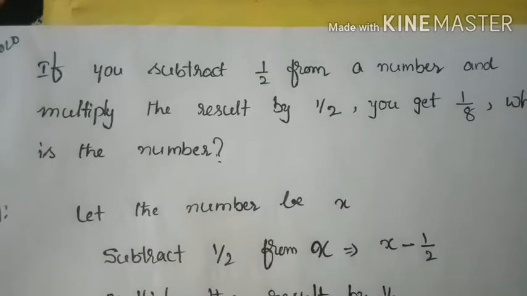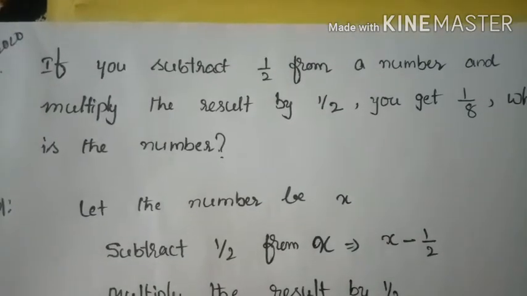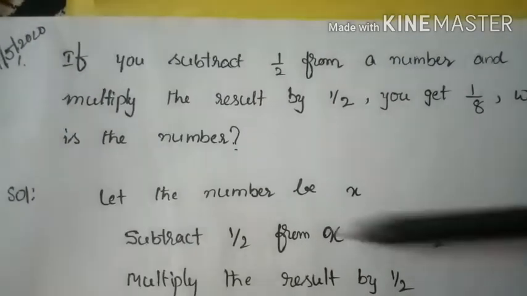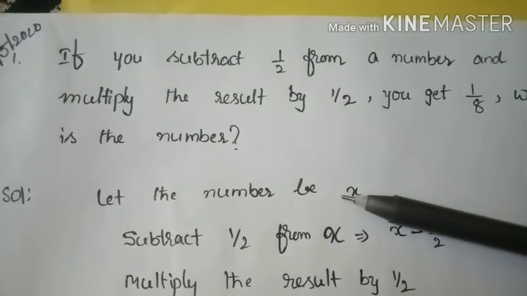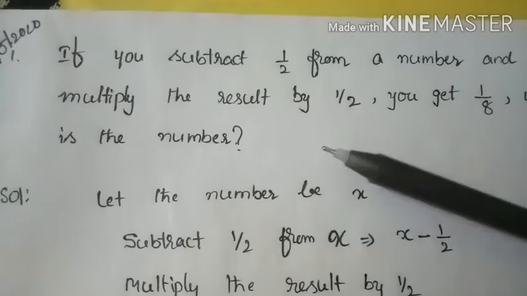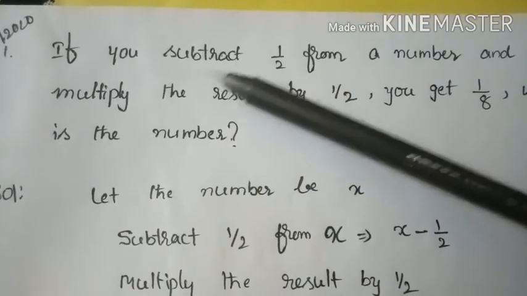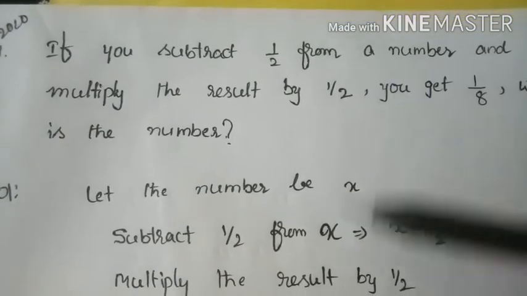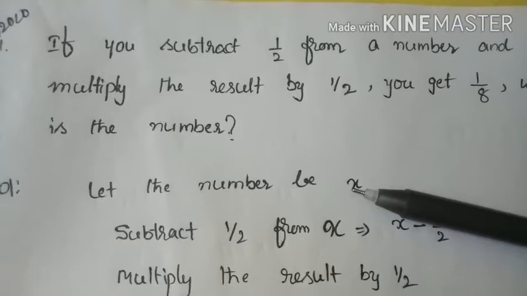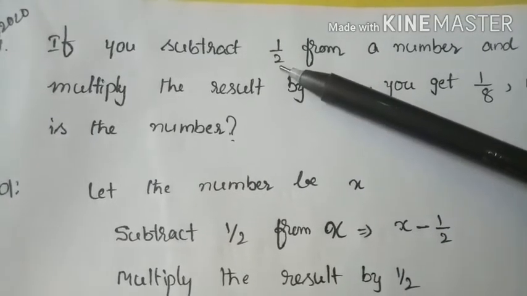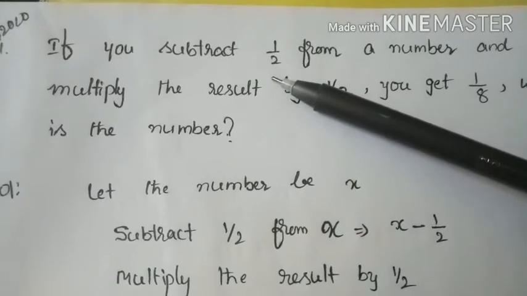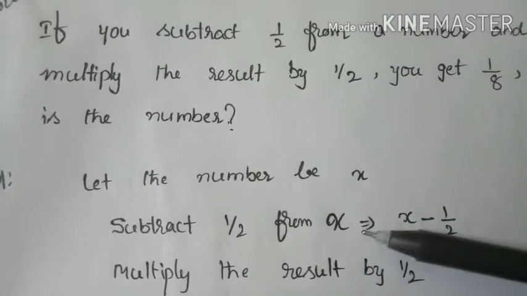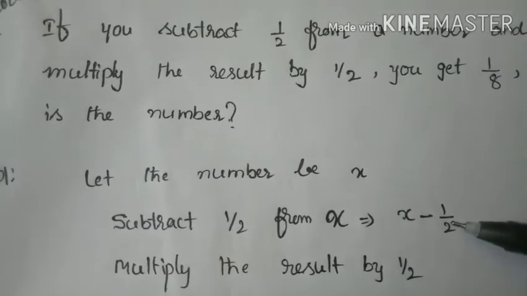First of all, we have to frame the equation. How do we frame? Yes. So here we don't know that number. Let's take that number be x. Next, if you subtract 1 by 2 from a number, what is that number? You don't know. So, I took x. So, subtract 1 by 2 from x. That means x minus 1 by 2.